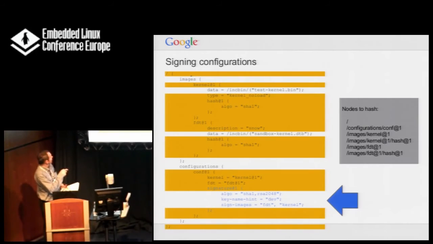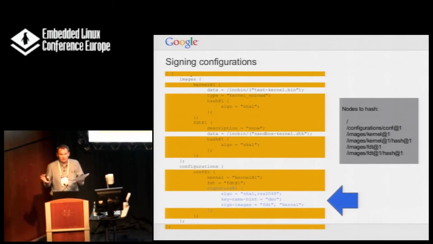So because the kernel has its own hash, we don't need to even hash the data here. We know that must be valid because of the hash here. So we can actually hash maybe 400 or 500 bytes of data, and that's enough to protect the entire configuration, which is quite a nice property. And on the right hand side, you'll see there a list of things that need to be hashed.